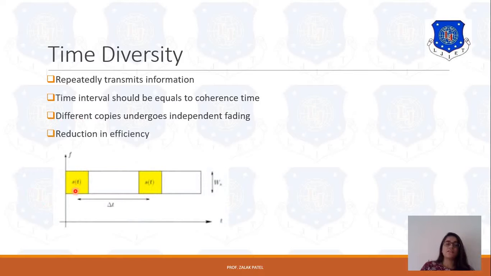Instead of the frequency bands present in frequency diversity, here in time diversity it is divided into slots, as we have seen here. Here S of t, then in between there is a gap of delta t, and again S of t is created. So this is called the time diversity technique.